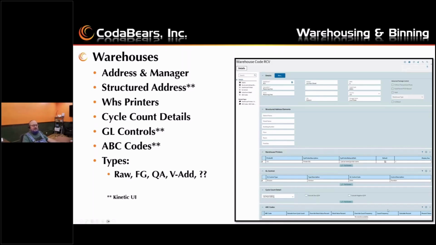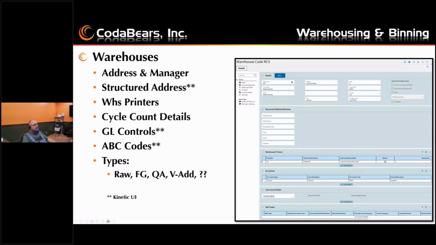If we set the ABC codes the same for the plant and we don't override it on the warehouse code, everything follows the same rule for ABC code evaluation and for cycle counting rules. Different types of warehouses. I know I brought this up a few minutes ago, but we're going to take a look.